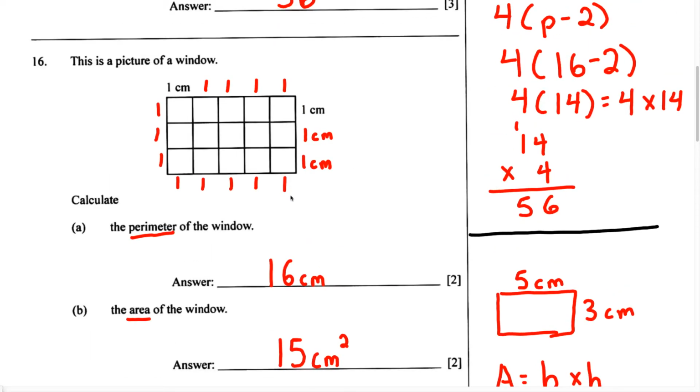By the way, even though I didn't write centimeters, we know it's going to be centimeters. I just didn't write it just to save space. But this is how we would calculate the perimeter and the area of this window.